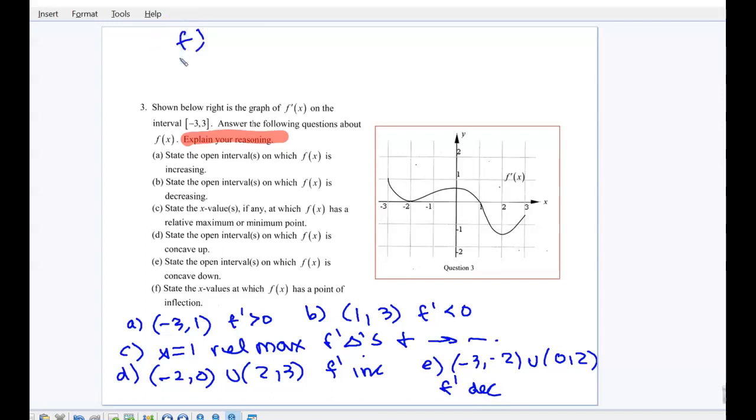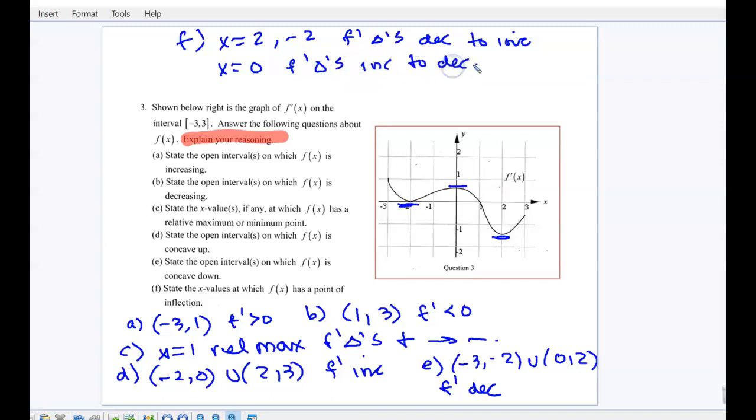Finally, part F, state any x coordinates of inflection points. Well, where do I have 0 slopes on f prime? I have one there, there, and there, and there's a sign change on both sides, meaning the slope is negative on the left, positive on the right. Therefore, I would say at x equals 2 and -2, f prime changes from decreasing to increasing, and at x equals 0, f prime changes from increasing to decreasing. And there would be your answer to number 3.